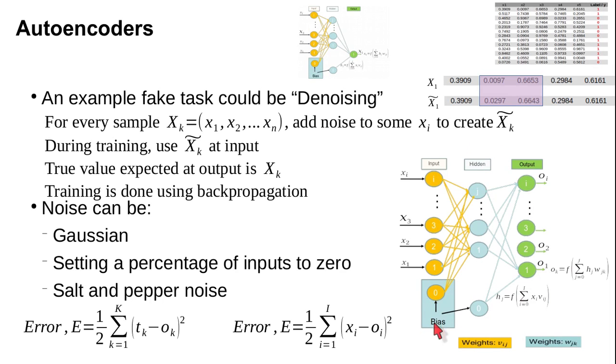While training an autoencoder, the error function looks at the difference between the original feature vector and the predicted value of the feature vector. The predicted feature vectors are obtained by passing these noisy feature vectors or approximate feature vectors through the input and recording the values obtained at the output.